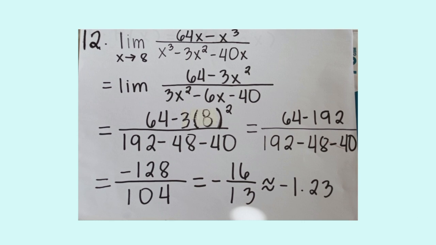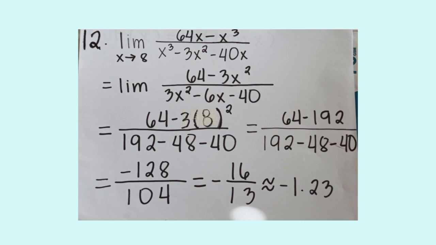This rule is used when we have a limit of the form 0 over 0 or infinity over infinity. In this case, we can take the derivative of the numerator and the derivative of the denominator and then reevaluate the limit. The derivative of the numerator 64x minus x cubed is 64 minus 3x squared. And the derivative of the denominator, x cubed minus 3x squared minus 40x, is 3x squared minus 6x minus 40.